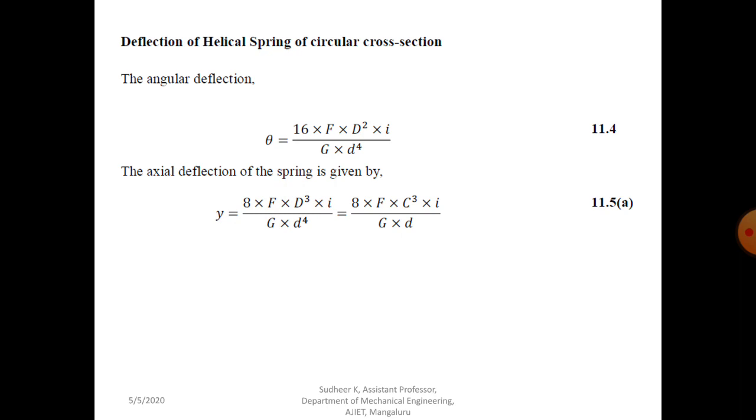If you substitute all these values, y equals theta into capital D by 2. So you get this equation, which is also there in your data handbook, equation number 11.5a.